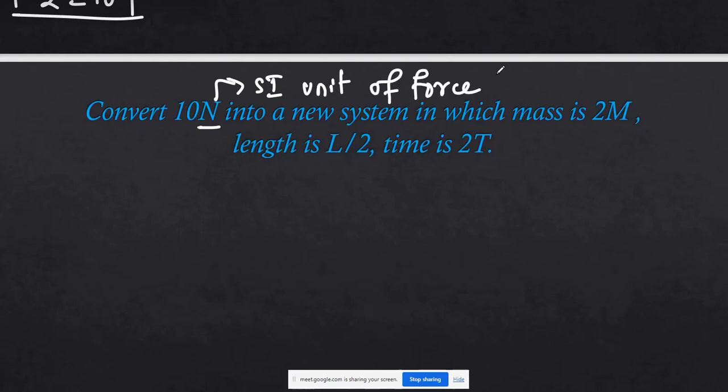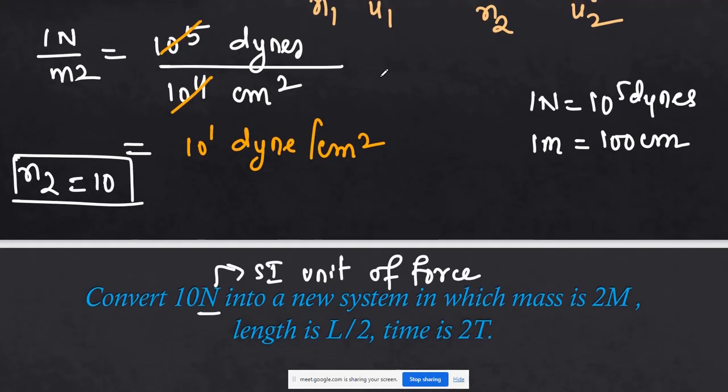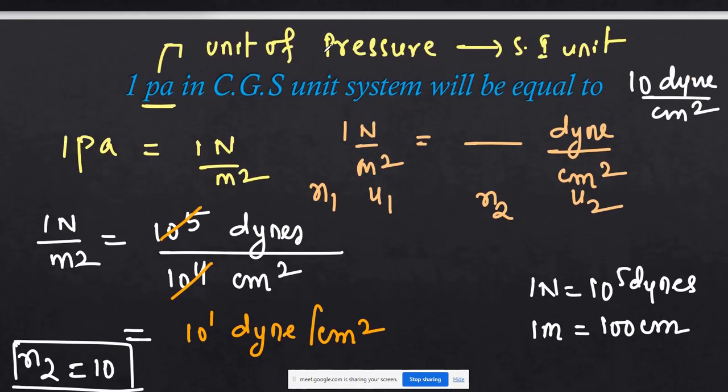Newton is the SI unit of force. Dyne is the CGS unit of force. Pascal is the unit of pressure.